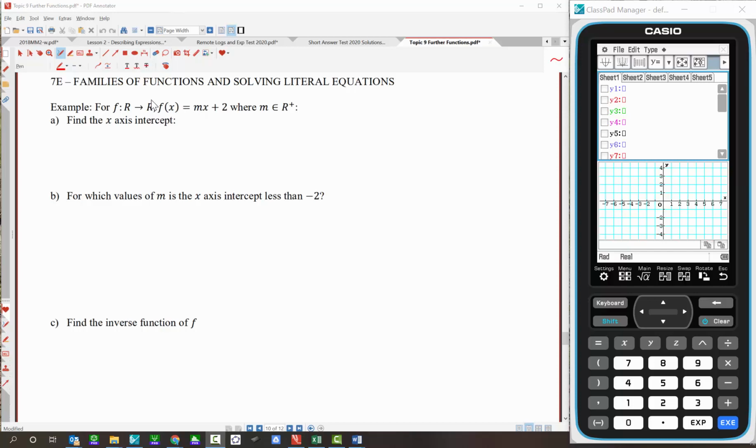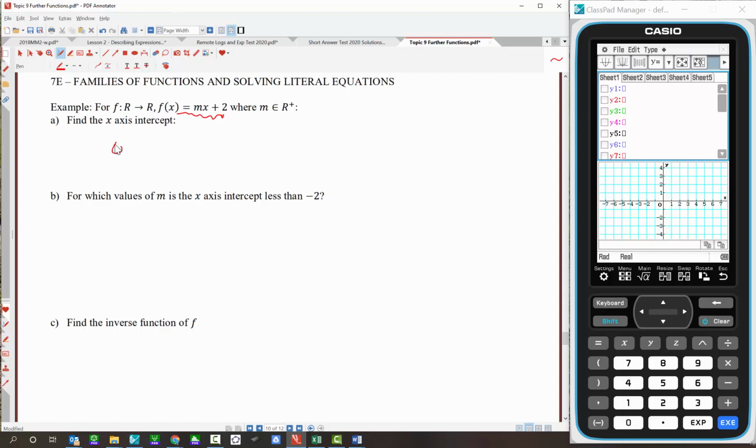Final topic in further functions is a mix of families and literal equation problems. So let's get stuck into a couple of variations of them. We've got a function here, f of x equals mx plus 4, and this is a family of linear functions which all have the same y-intercept and a different gradient, or a parameter as a gradient.